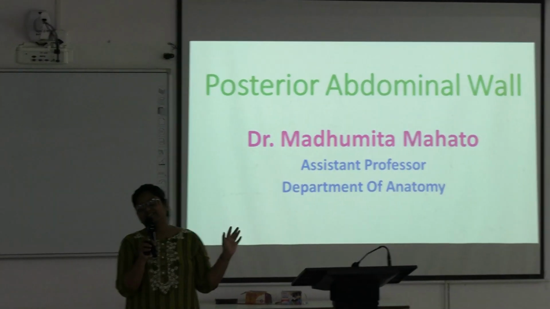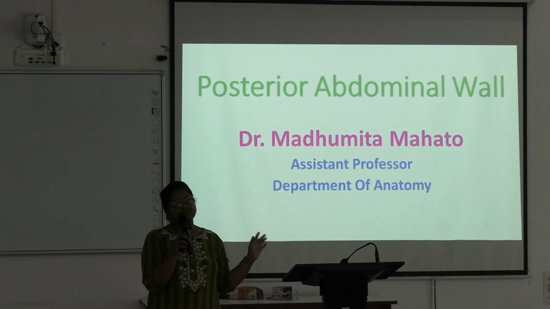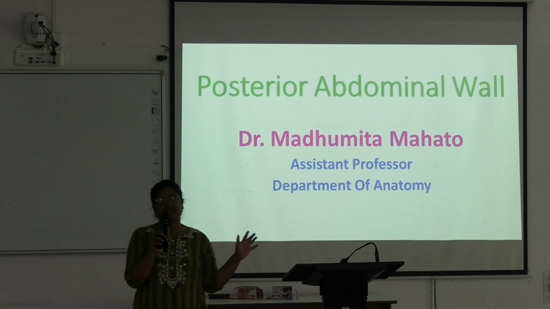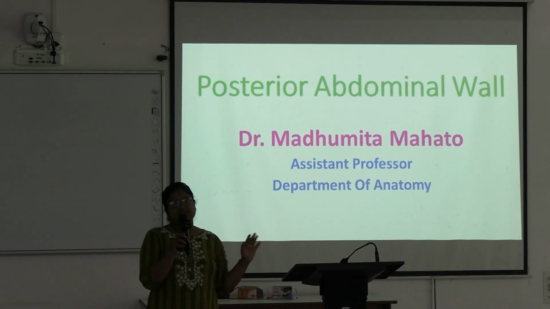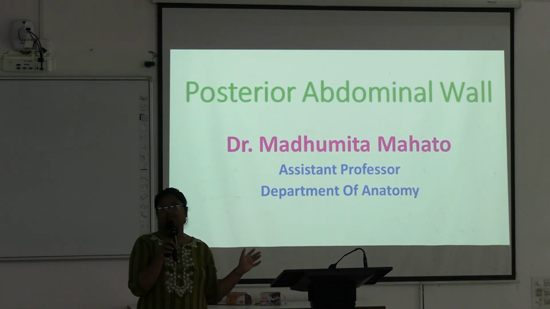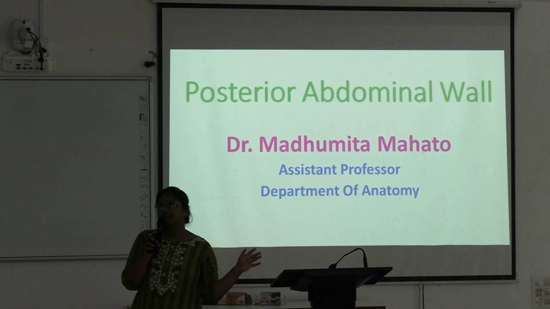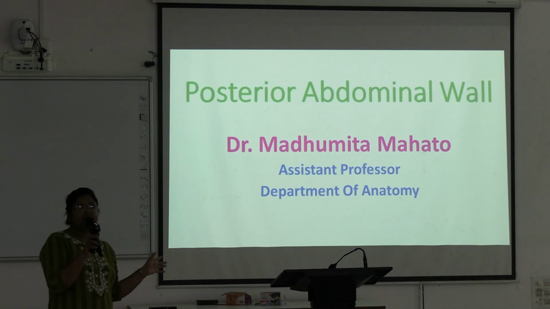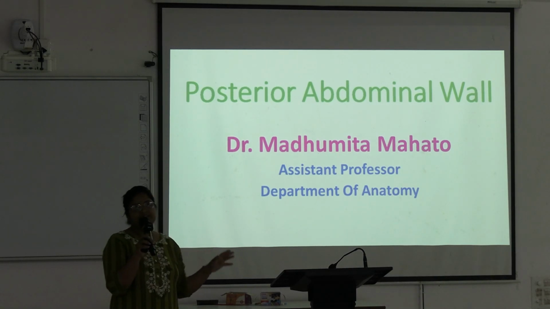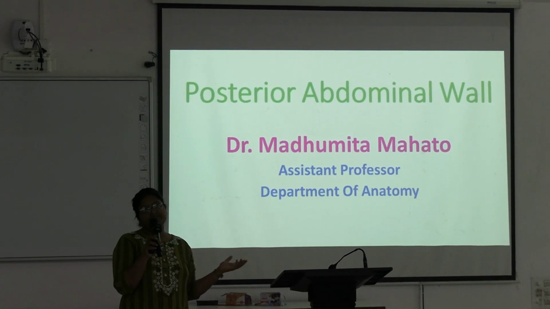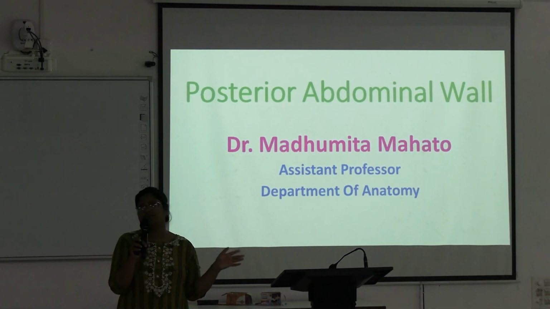Theory portion we will discuss today of the posterior abdominal wall. What structures have you seen mainly? Muscles, vessels. Within vessels you have seen the abdominal aorta, inferior vena cava. And also there are some nerve plexuses. Nerves you have seen, branches from the lumbar plexus, and there will be lymphatics also. All those we will discuss today.